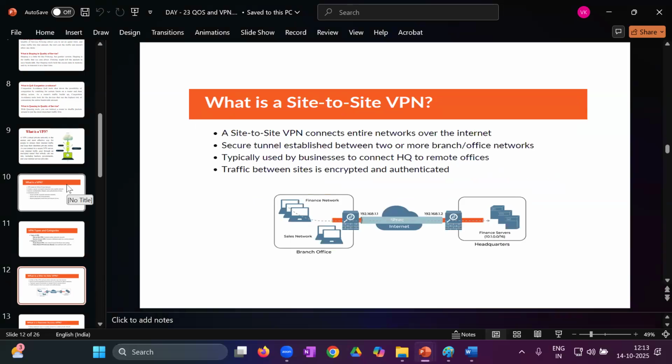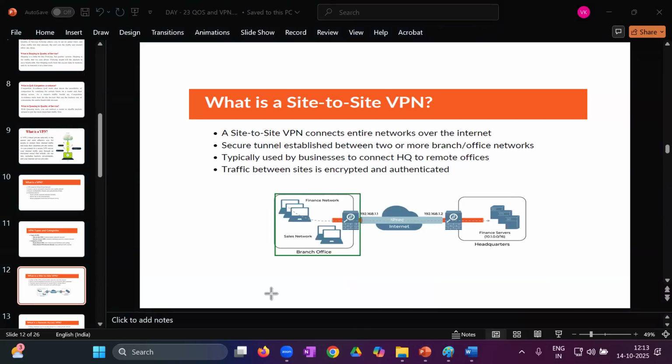Now here it says what is site-to-site VPN. Here we have a branch. In this we have multiple users trying to access a headquarters, and for that it requires what? Internet. And between them it has created one VPN, and through that all the transmission is taking place securely. So this could be done with the help of what? This could be done with the help of IPsec.